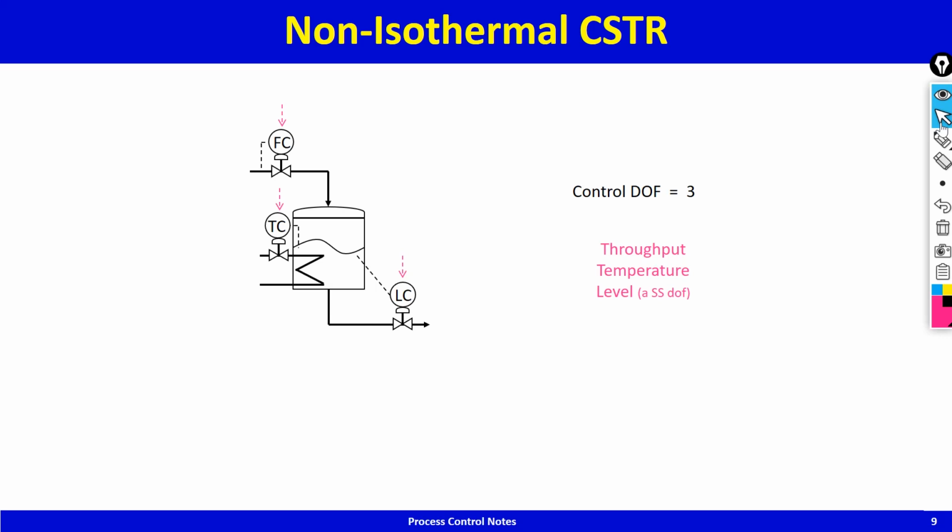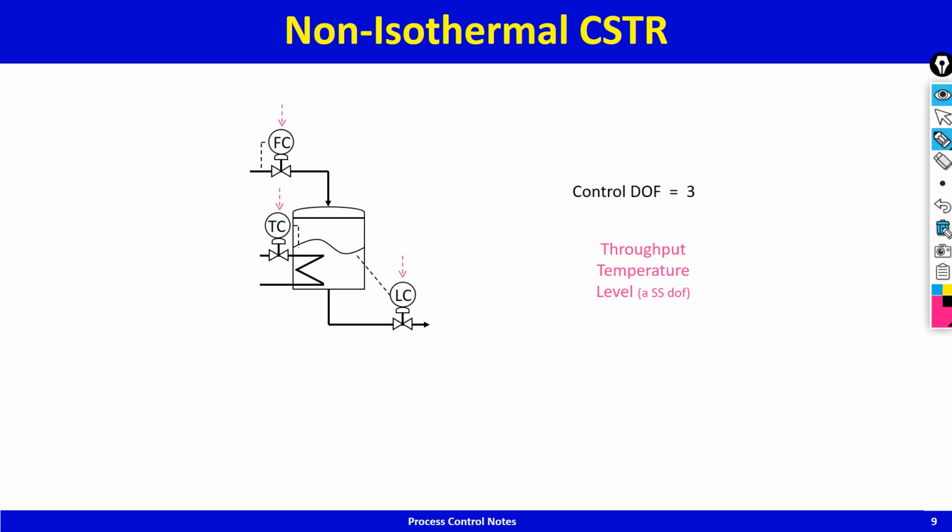So this level set point has an effect on the steady state, and therefore control degree of freedom is 3, steady state degree of freedom is also 3. And for the control system that has been shown, the specification variables corresponding to these 3 degrees of freedom are feed rate, which is throughput, reactor temperature, reactor hold up or level.